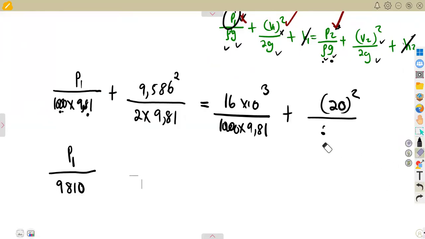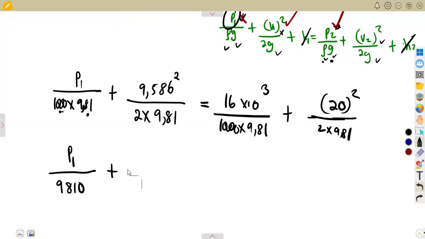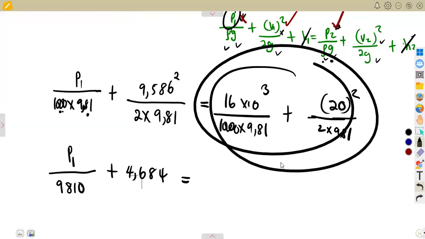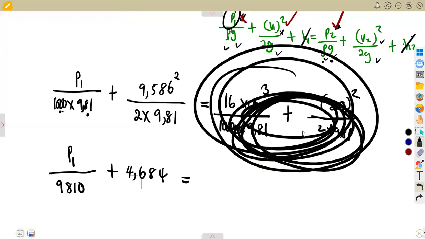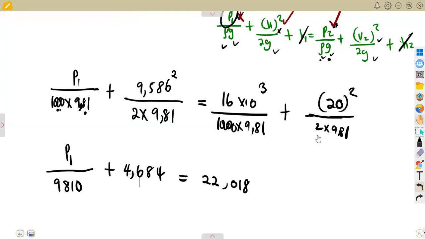Then simplify this from your calculator. All right, so guys, why am I repeating 2g there? This is 2 times 9.81. So simplify this on your calculator. You are going to obtain something like 4.684, equal to, combine this whole part, everything there. So that will give you 22.018. So that's it. We can calculate our P1 from there.